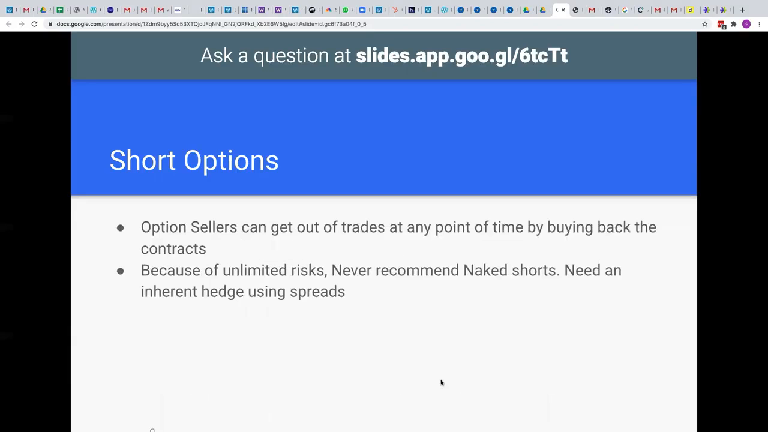Now, as I mentioned, an option seller can get out by buying back the contract. I never recommend naked shorts; you need an inherent hedge using spreads. Spreads is a different topic. We'll talk about it in another training because it's huge by itself. We have some blog posts which you can look at for vertical spreads, which is the most common type. But we are going to do a lot of training on these options in the coming weeks. Right now, just understand that spreads are a preferred way of selling. So now let's go to the next slide.